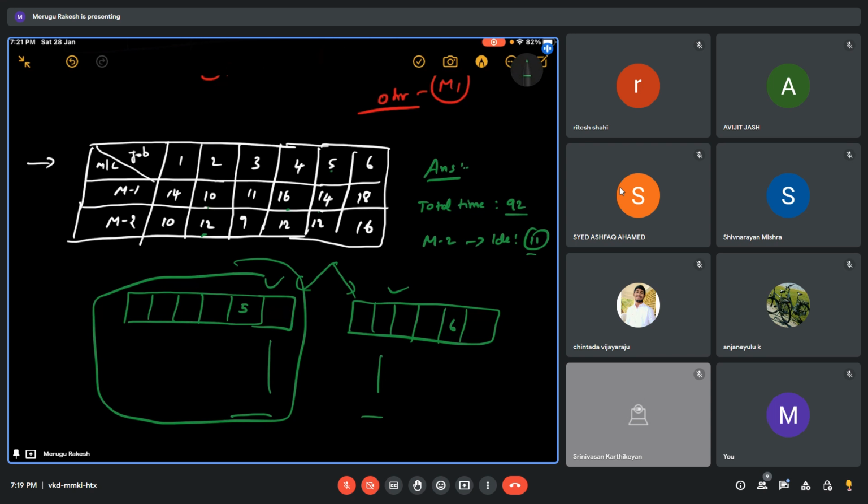The other way is, suppose there is a conflict between job 5 and job 2. Suppose 12 and 12 are there, assume. In that case, you can see the time in M1 also, and accordingly you can allocate. Suppose here I have 12, here also I have 12. In that case, you have to see the other values. So here I have 12 in M2, whereas here I have 10. Then I will take the M2 value first, then I will give this for the other one.